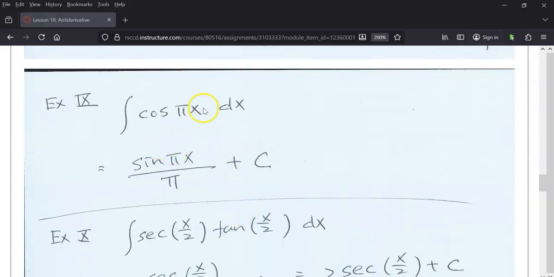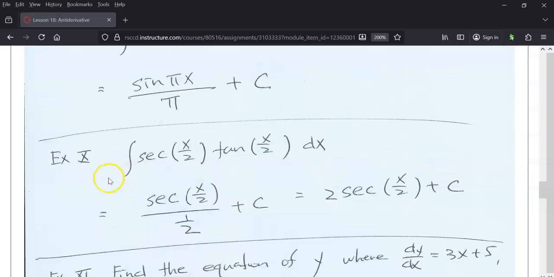One last example, same idea. So you have cosine pi x, so that becomes sine pi x over pi, because sine becomes cosine if you take the derivative backwards. Don't forget the plus c. Okay, I'm sorry, that's actually one more. Secant tangent, we know secant tangent is going to be what? Secant. So secant x over 2 over... you think of the chain rule, you have this 1/2 here, so we have to divide by the 1/2. So we just simplified it, so it's 2 secant x over 2 plus c.